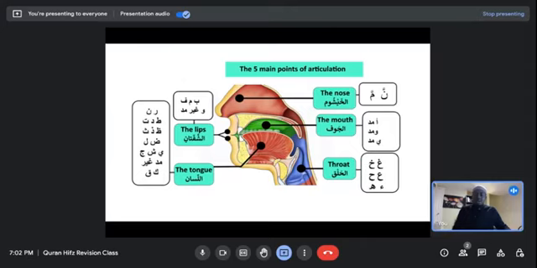So these are the makharij. They are the main 5 points of articulation. So there are 5 regions of the mouth, right? Of the entire sound system.